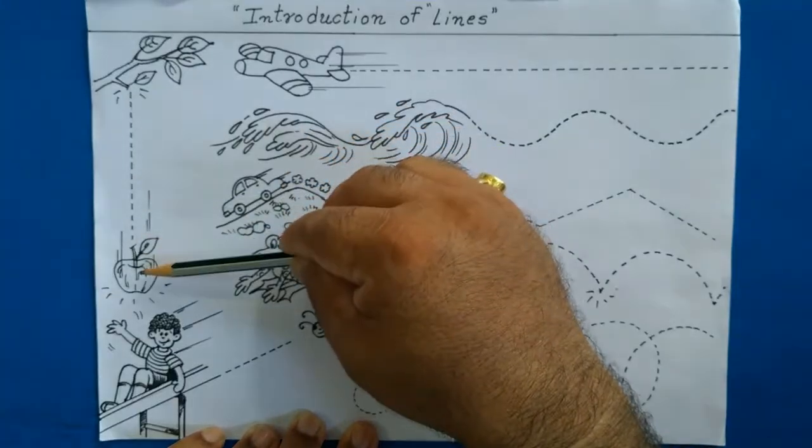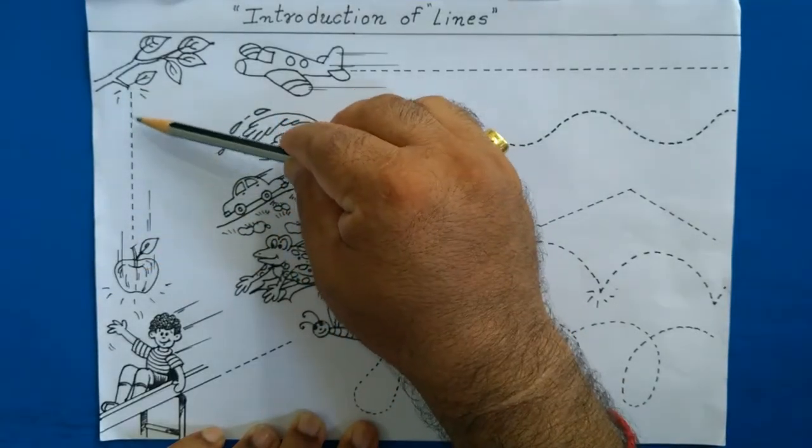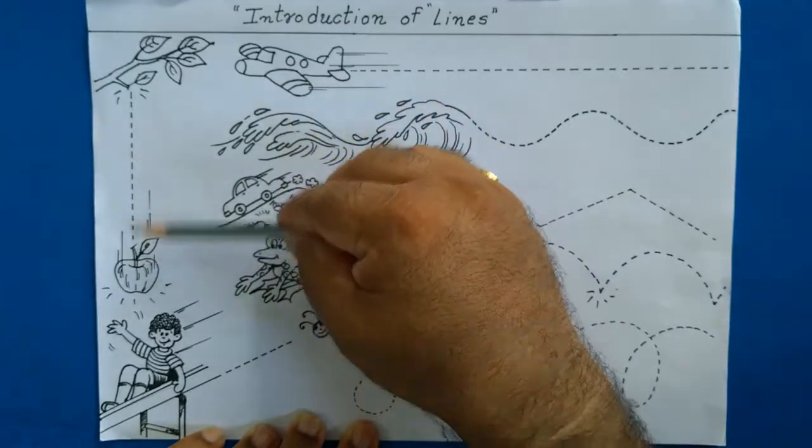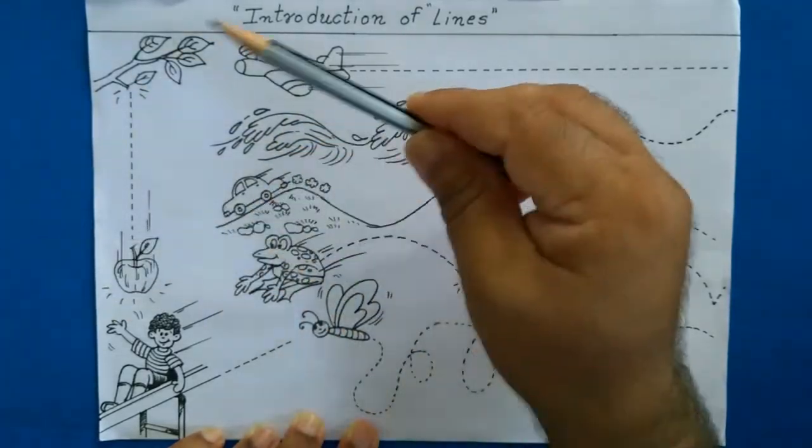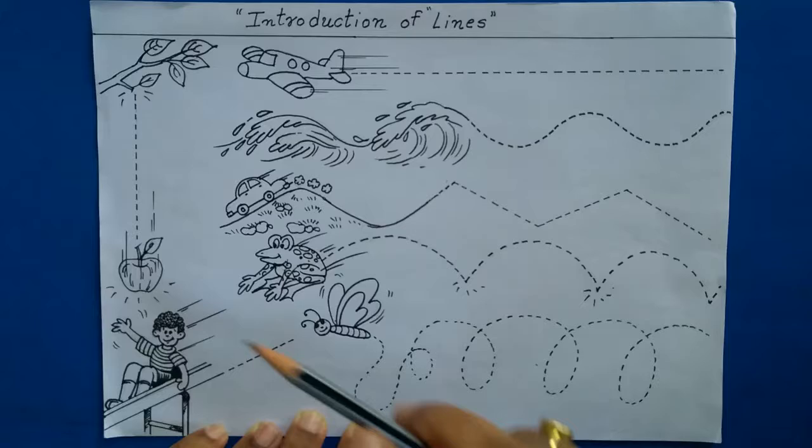When a ripe fruit like this, an apple, falls from the branch of the tree, it falls straight to the ground. The upright path of this fruit is a very good example of standing line.